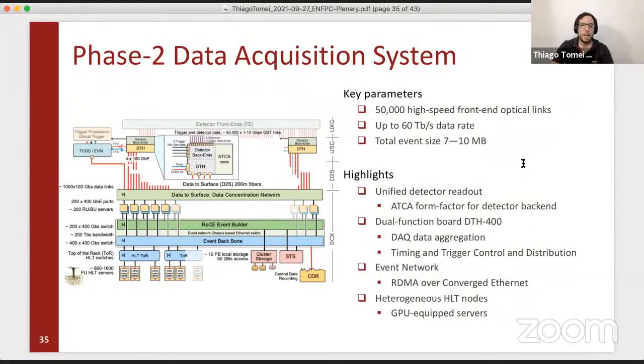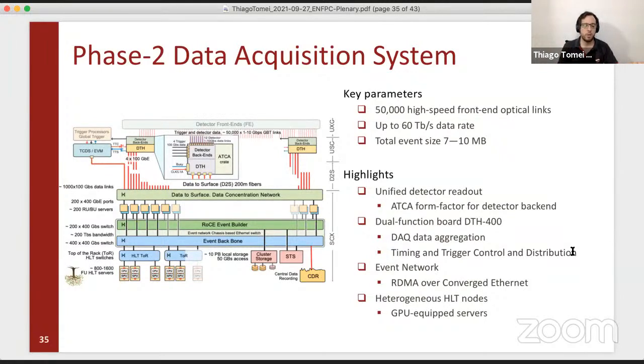Some highlights that I want to tell you. First is that we'll have a unified detector readout, in the sense that everybody is going to be using the same technology. So everybody is going to be using ATCA form factor. Since again, we have much more powerful FPGAs, we'll have this dual function board, the DTH400, which will not only take care of the DAQ data aggregation, but also the timing trigger control and distribution part. So the control and the workhorse in the same board.